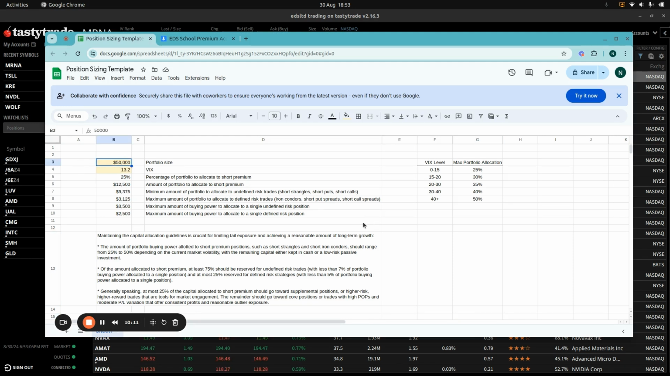All you need to do is enter your portfolio size. Let's say you have a portfolio size of $46,000 and the VIX is at 12.1. Everything will then be automatically calculated for you. Just stick to the guidelines on what's outlined here. It'll tell you how much to allocate to each undefined risk position, how much to allocate to each defined risk position, how much of your portfolio to allocate to short premium in total, and it changes dynamically based on your portfolio size and what the current VIX level is. And of course, there's an explanation here as well, explaining everything.